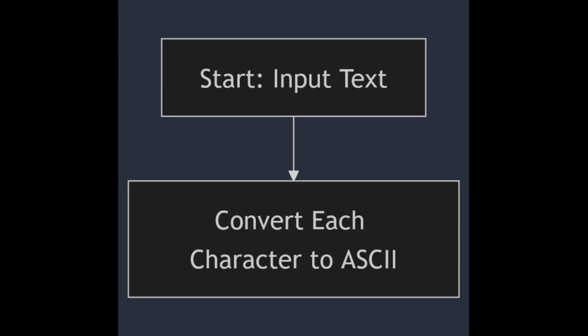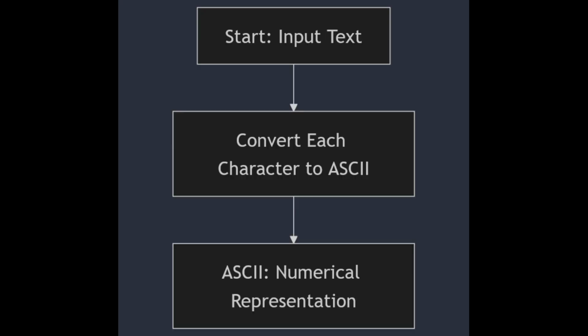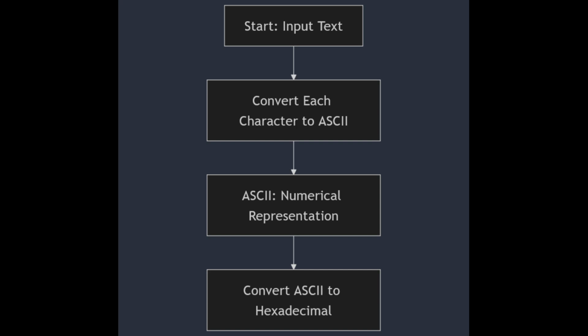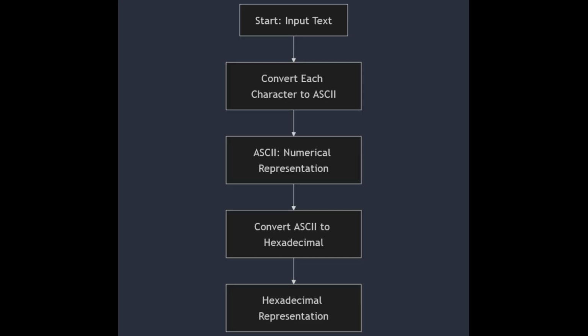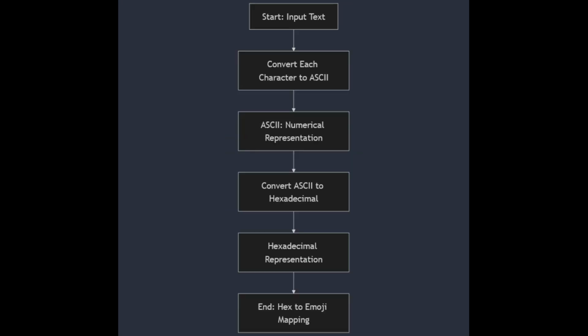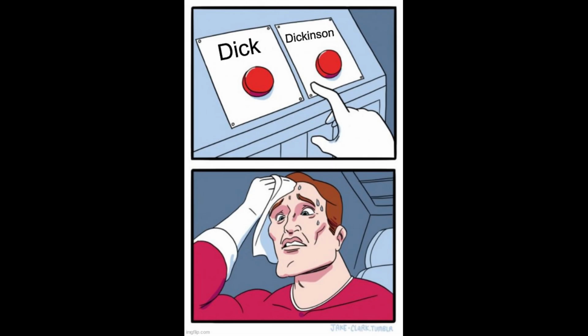Let's start very simple. We need a way to convert text into emojis. And for that, we'll start by turning each character in the message into a number. In computer lingo, that number is the ASCII value, basically a numerical representation of each character. Once we have the number, we convert it into hexadecimal, which is just a way computers like to represent numbers because it's more efficient for certain operations. Think of it like the difference between using shorthand and writing out a whole word.